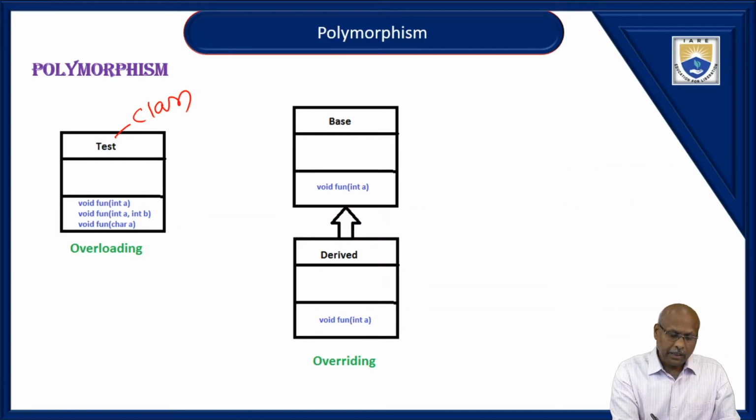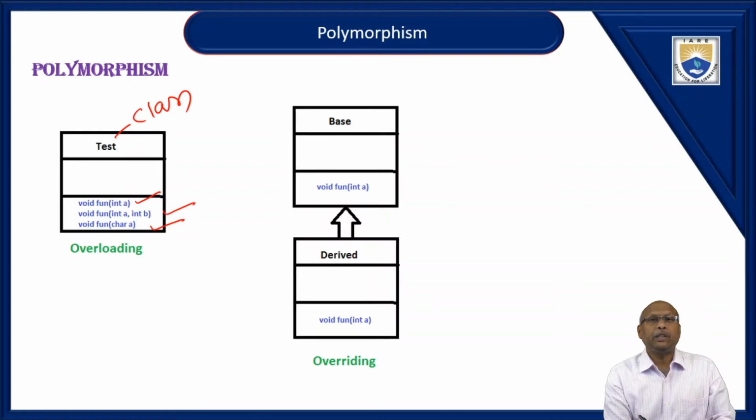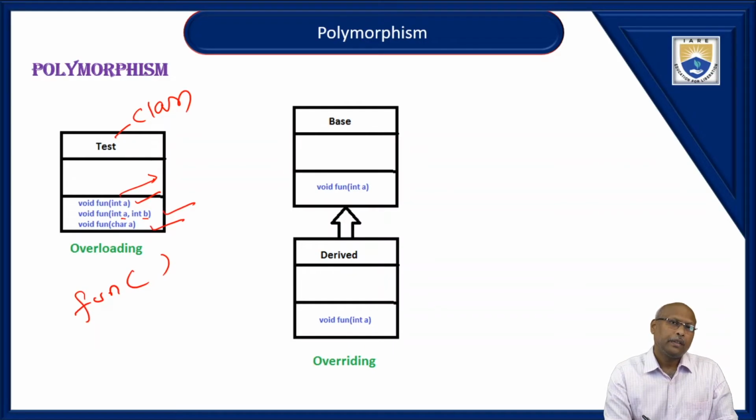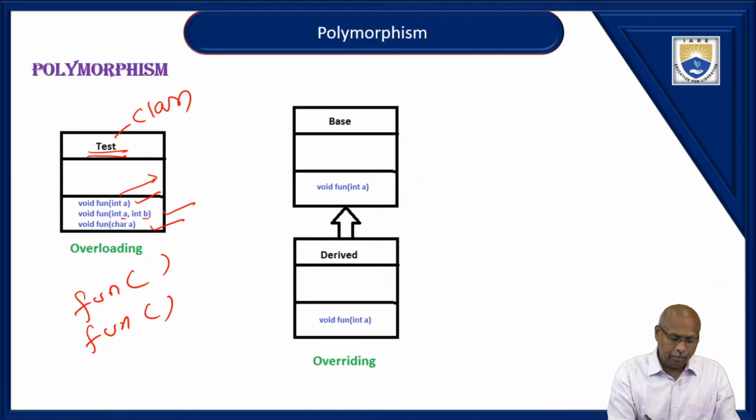And there are 3 methods: fun with int a, fun with int a, int b, and fun with char. The name of the function is fun only. But in the first one, fun takes a single integer. The second one takes integer a and integer b. The function name is fun only, same fun, but it takes different parameters. Same function name, but different parameters. So in a class, you have the function 3 times, same fun 3 times.